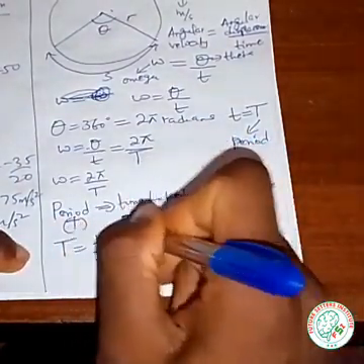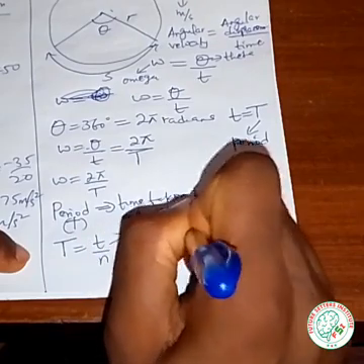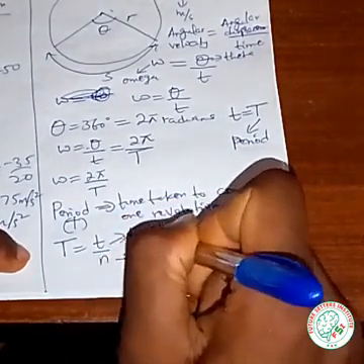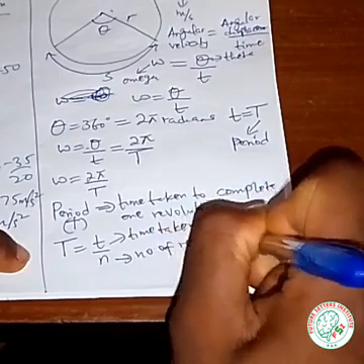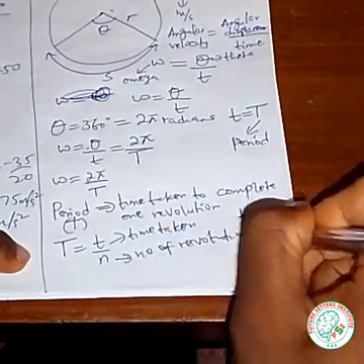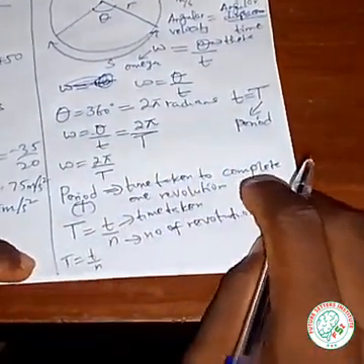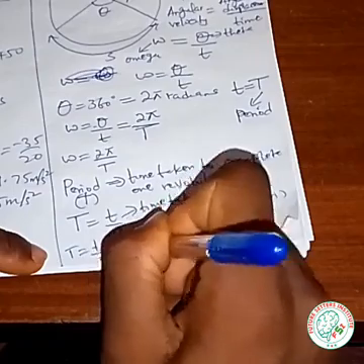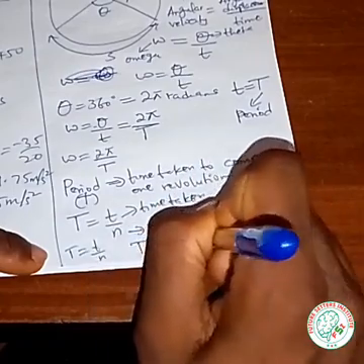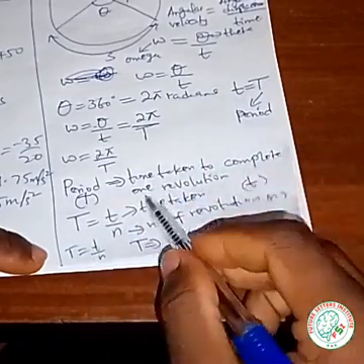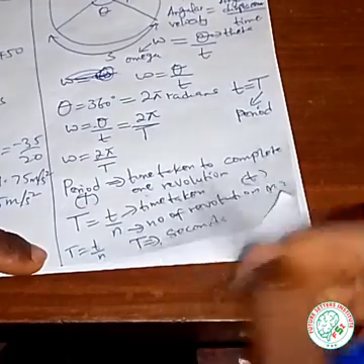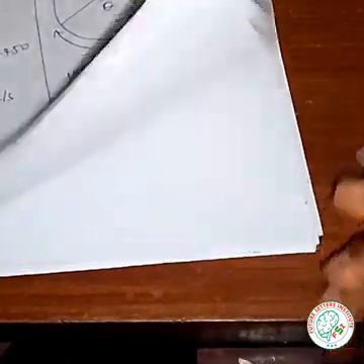So this is our time taken, and this n represents the number of revolutions. So T equals t over n. And the unit of period is seconds. Take note of that: period is the time taken to complete one revolution, and the unit of period is seconds. I'm also talking about another aspect that is very related to period, which is called frequency.